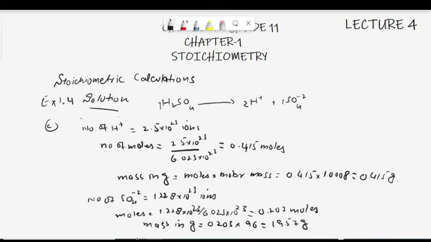So if you have 20 grams of sulfuric acid, that is 1.228 into 10 to the power 23 molecules of sulfuric acid, you will get the same number of sulfate ions and double the number of hydrogen ions, and then you can convert the number of ions into number of moles, and then from moles you can calculate the mass in grams. So this is how you can do the stoichiometric calculations.